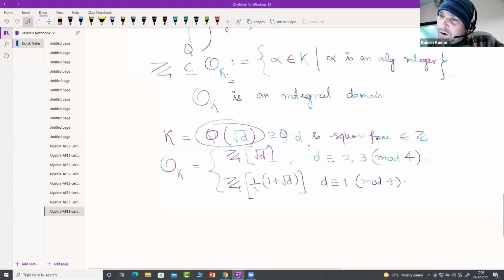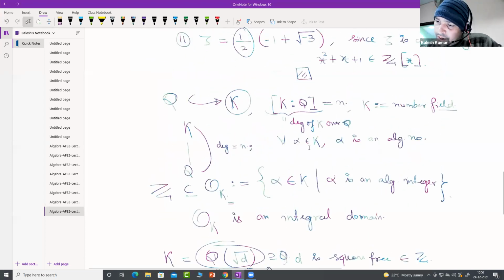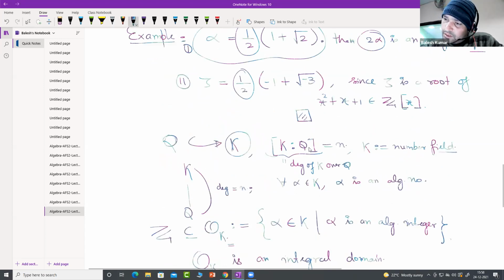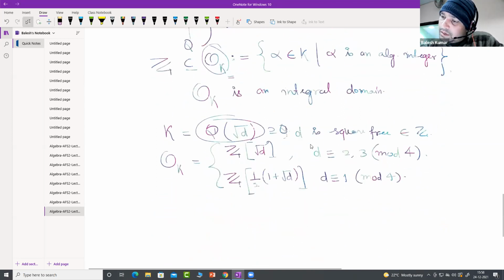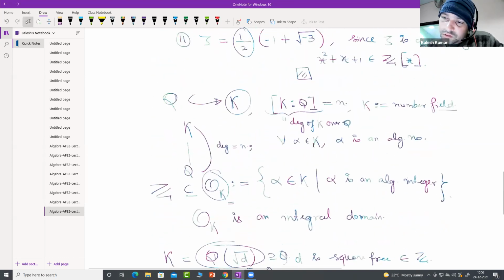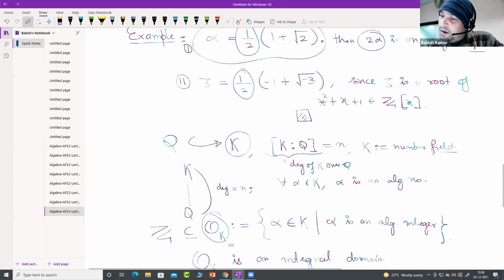And so whatever I am going to speak, if one is not comfortable with this general notation, one can very well think of O_K as Z[square root of d], or Z[(1 plus square root of d)/2]. So this will actually correspond to your quadratic extension over Q, but these results that we are going to say are in fact true for any finite extension of the rational field.